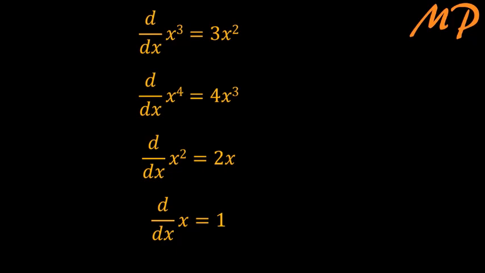The differentiation of x cubed is 3x to the power of 2, the differentiation of x to the power of 4 is 4x to the power of 3, and the differentiation of x squared would be 2x. We can also say that the derivative of just x is 1.